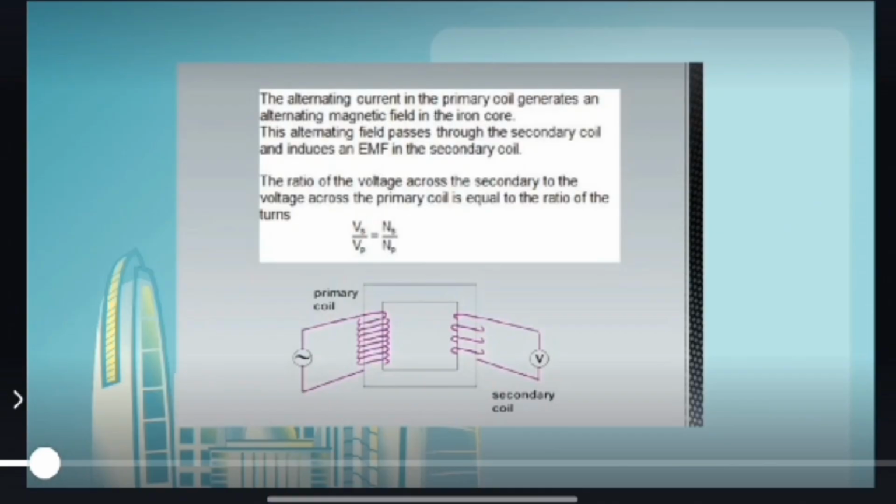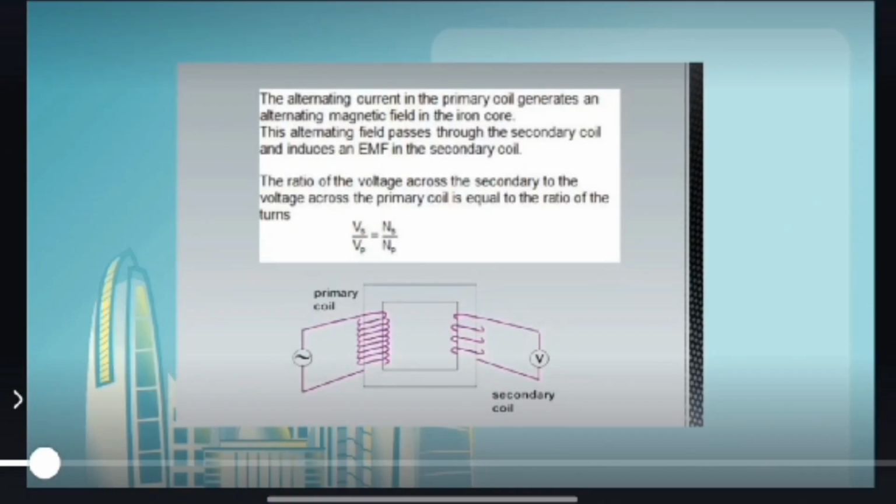The alternating current in the primary coil generates an alternating magnetic field in the iron core. This alternating field passes through the secondary coil and induces an EMF in the secondary coil. The ratio of the voltage across the secondary to the voltage across the primary coil is equal to the ratio of the turns. Vs over Vp equals Ns over Np. Primary coil, secondary coil.